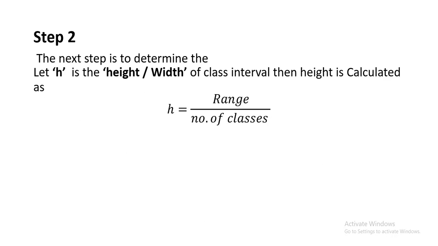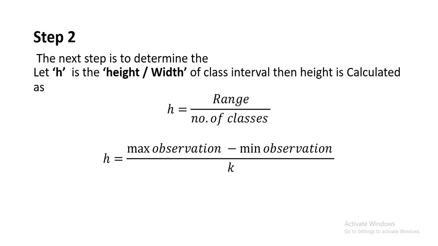Step 2: the next thing we need to determine is the height, or the width, of the class interval. The height of the class interval is calculated as h equals range divided by the number of classes. Range means the maximum observation minus the minimum observation, and the number of classes is represented by k.